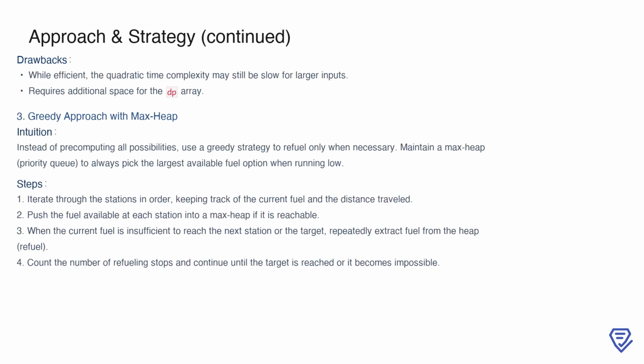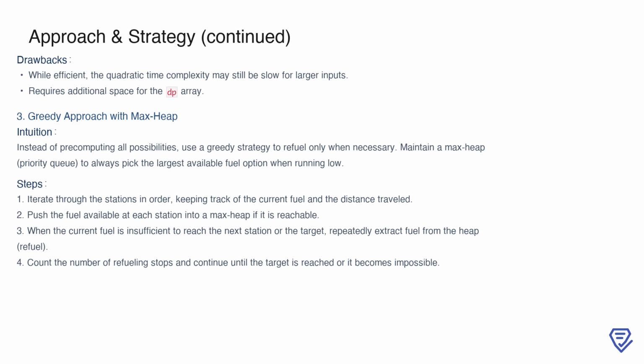However, the dynamic programming approach is not without its drawbacks. The n squared time complexity can still be slow for larger inputs, especially when the number of stations grows significantly. Additionally, it requires extra space for the dp array. This leads us to the greedy approach with a max heap, which takes a different, more efficient path. The intuition here is to refuel only when necessary, prioritizing stations with the largest fuel reserves.